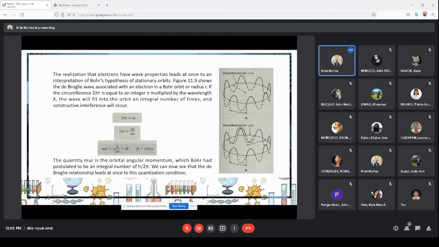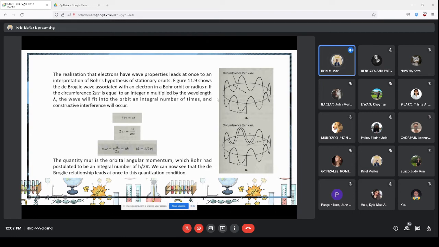So the de Broglie wave associated with an electron in a Bohr orbit of radius r, if the circumference is 2 pi r, is equal to an integer n multiplied by the wavelength lambda, the wave will fit into the orbit an integral number of times and constructive interference will occur. Class, ito lang yung possible ha, yung figure A natin, 11.9a. Hindi pwede yung figure B.